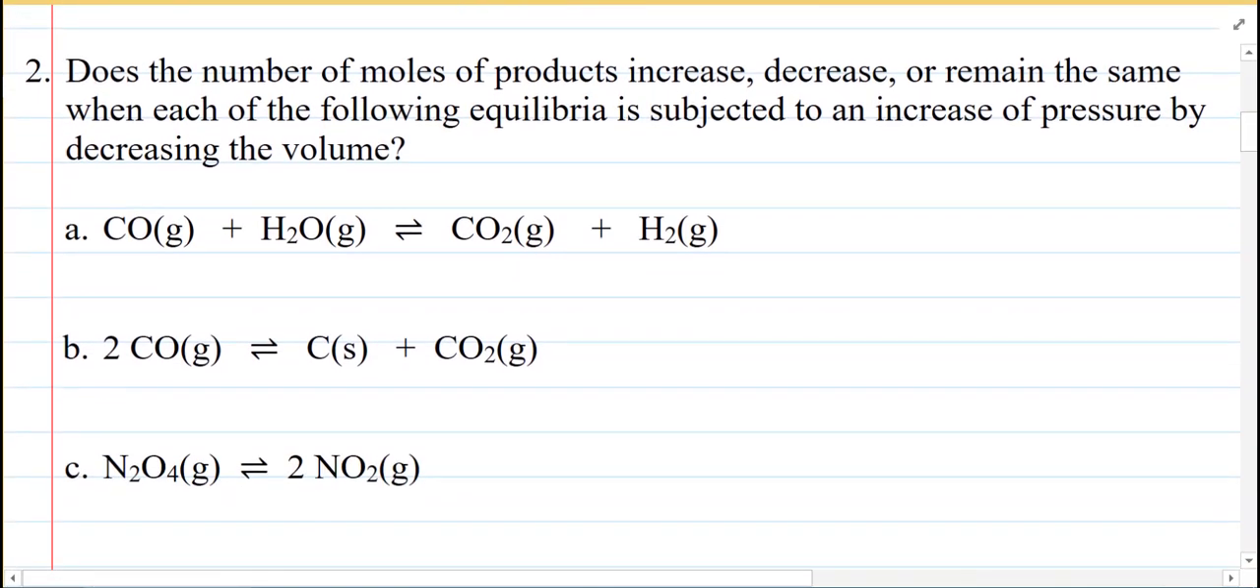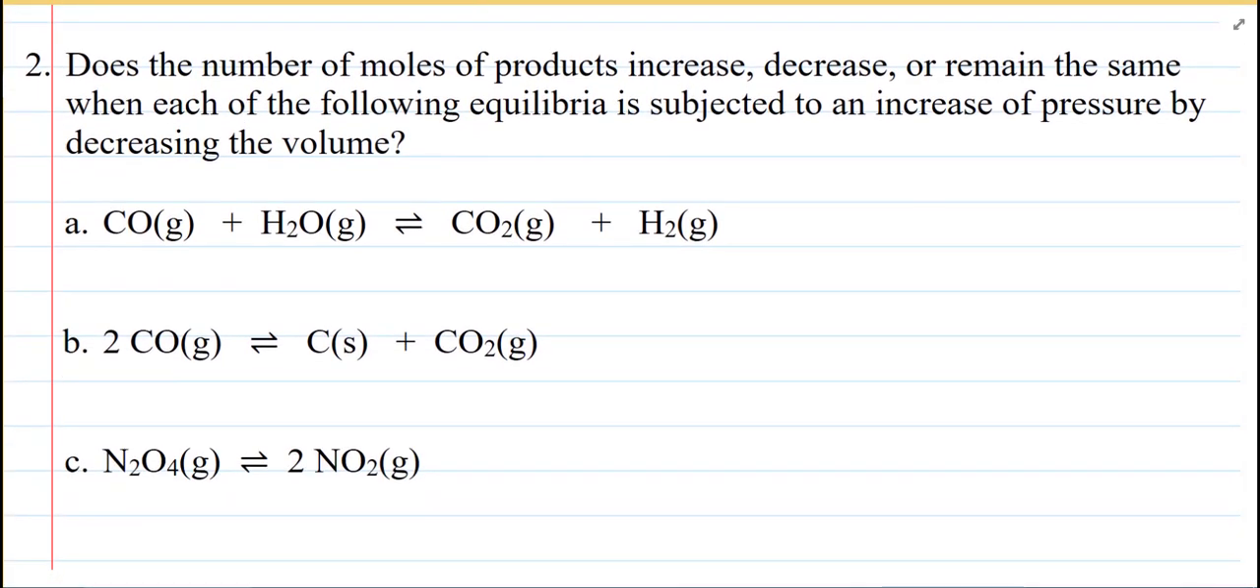Number two, does the number of moles of products increase, decrease, or remain the same when each of the following equilibria is subjected to an increase of pressure by decreasing the volume? Just like a balloon, a syringe, all you're doing is decreasing the volume so the pressure goes up. You squeeze a balloon, you decrease the volume of the balloon, the pressure goes up. And if you do it too much, it pops. And if you have kids in the room, it's never fun.